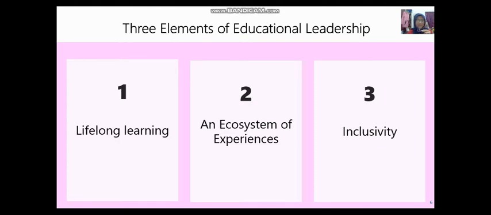Okay, and the third one, inclusivity, iaitu menjadi lebih menonjol, lebih, orang cakap macam ni perform lah macam tu. That's inclusivity, whether in class or anywhere. So those are the three elements of educational leadership.